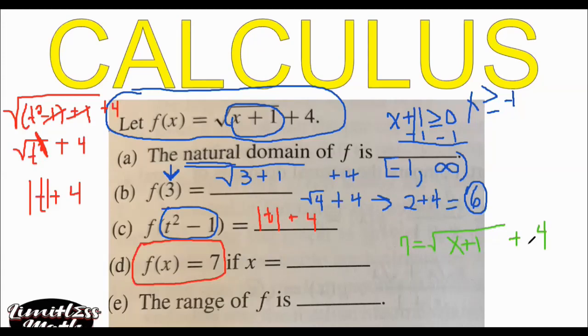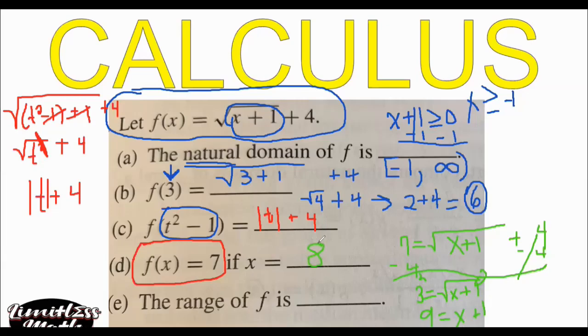Let's go ahead and subtract 4 on both sides. We're going to try our best to get the x completely isolated. Now we have 3 is equal to the square root of x plus 1. To undo this square root, we square both sides. We end up with 9 equals x plus 1. Then, of course, just subtracting 1 from both sides gives us an 8.